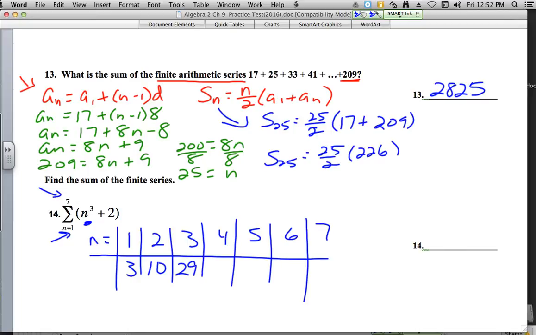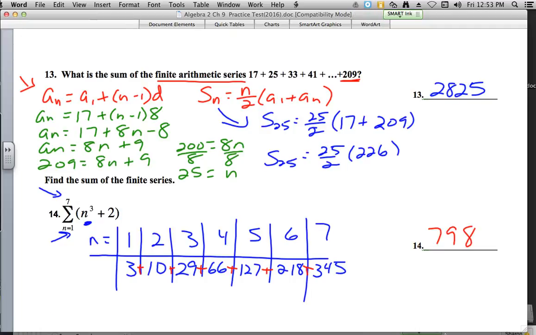And hopefully at this point you realize, well, I'm just going to put it in cubic and then add 2. So 4 cubed is 64 plus 2 is 66. 5 cubed is 125 plus 2 is 127. And now we're getting to the ones where you probably don't have the cubes memorized. So 6 cubed, 6 times 6 times 6 plus 2, well, it's 216 plus 2, so that's 218. And then for 7, 7 cubed is 343, plus 2 is 345. And this is a series, so that means we have to add all of these together. So if you add all of those terms together, you get 798.